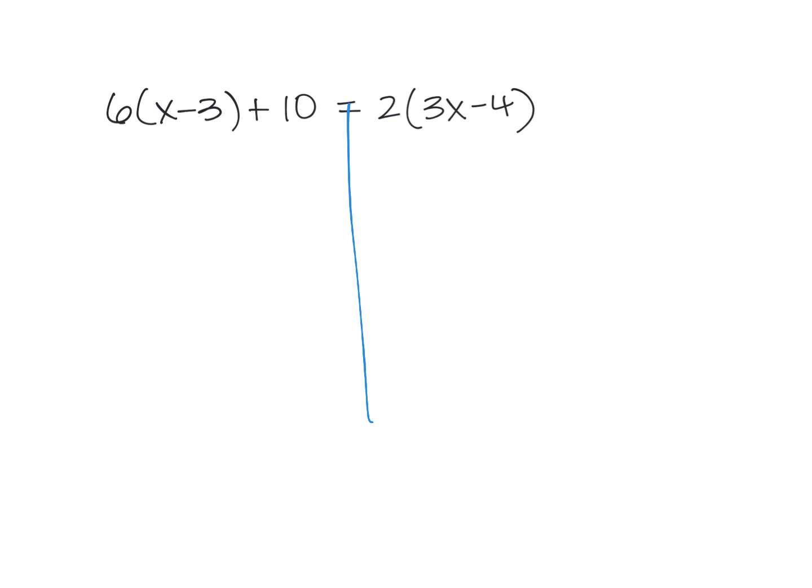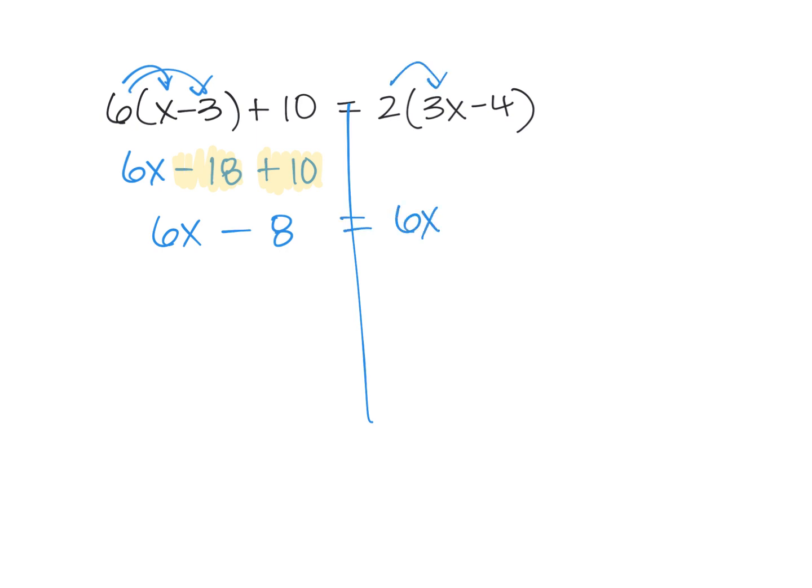All right, so obviously we've got to do a little bit of work first. So I'm going to do 6 times x. I get 6x. 6 times negative 3, which is negative 18, and then it says plus 10. All right, right away I like to combine my like terms. So I see a negative 18 and a positive 10. If I put those together, I end up with 6x minus 8. Okay, let's go to the other side. I'm going to do 2 times 3x, which is 6x, and 2 times negative 4, which is negative 8. Now, both sides look good.